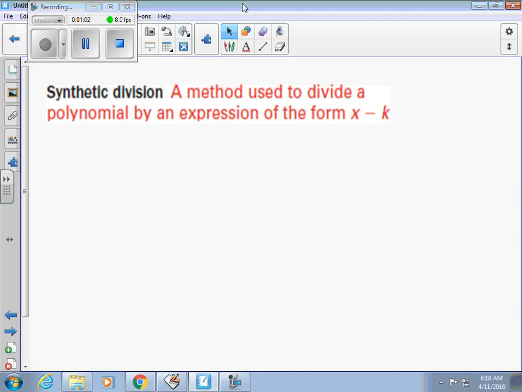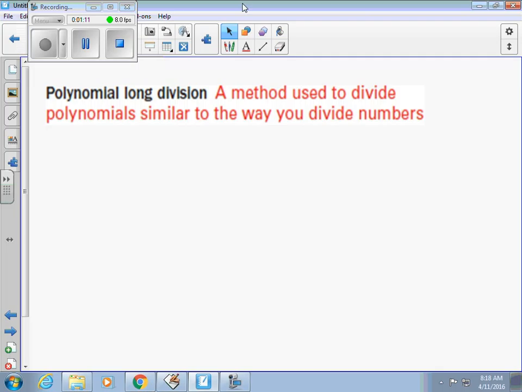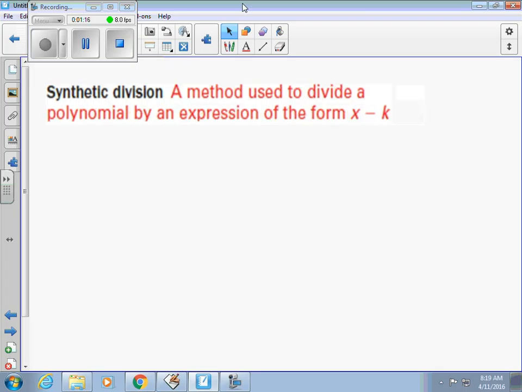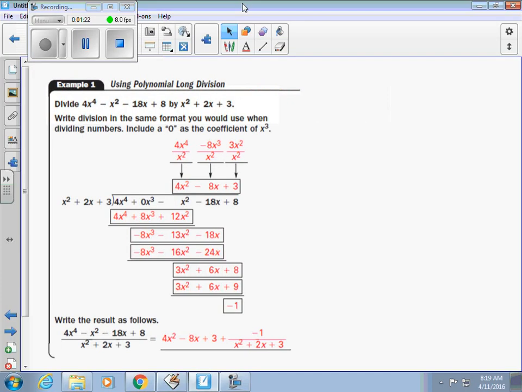It's a method used to divide a polynomial by an expression in the form x minus k. The drawback to synthetic division versus long division is that with synthetic division you can only divide by a binomial, something that has two terms. Fortunately, that's all we're going to focus on in this class, things that are divided by two terms.